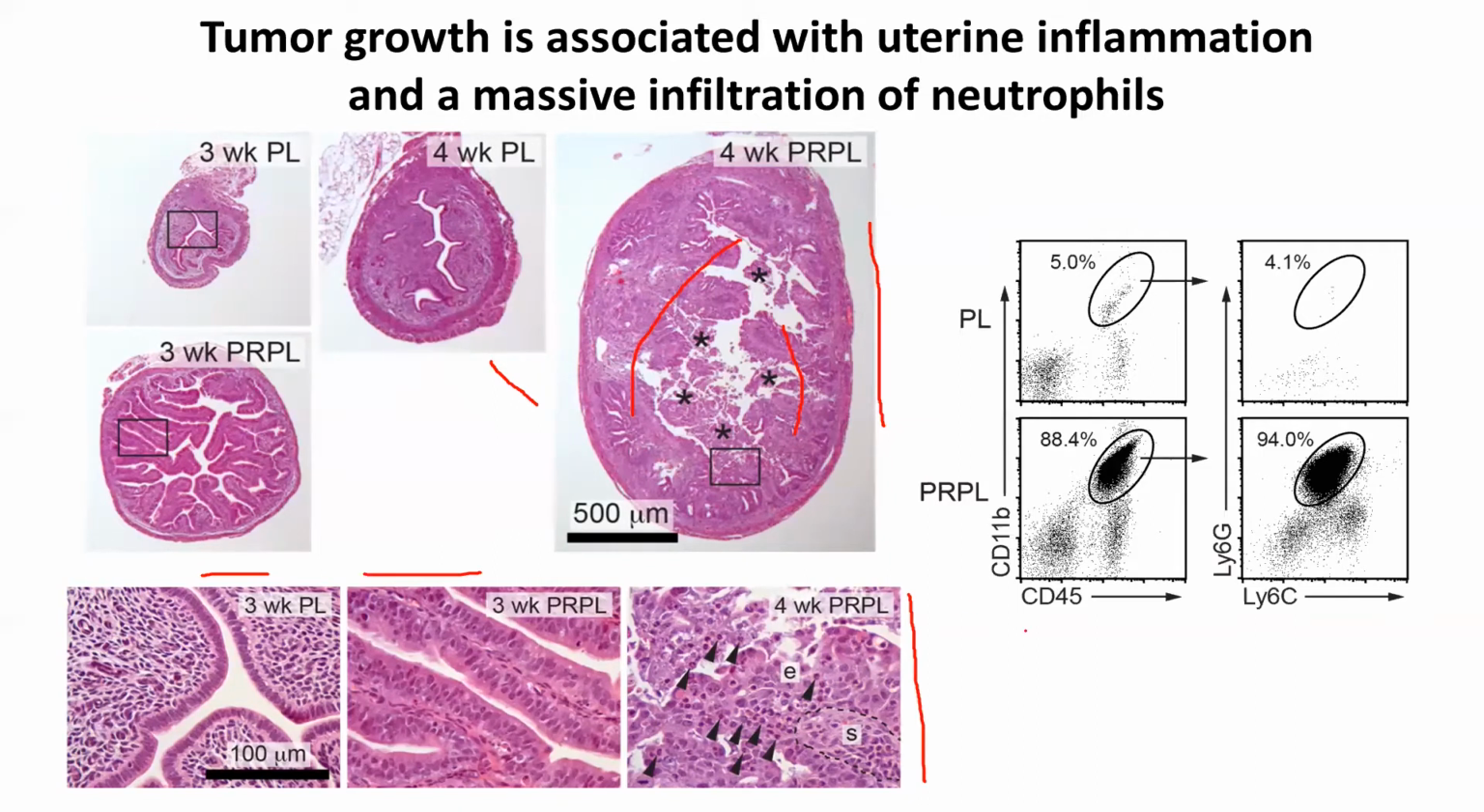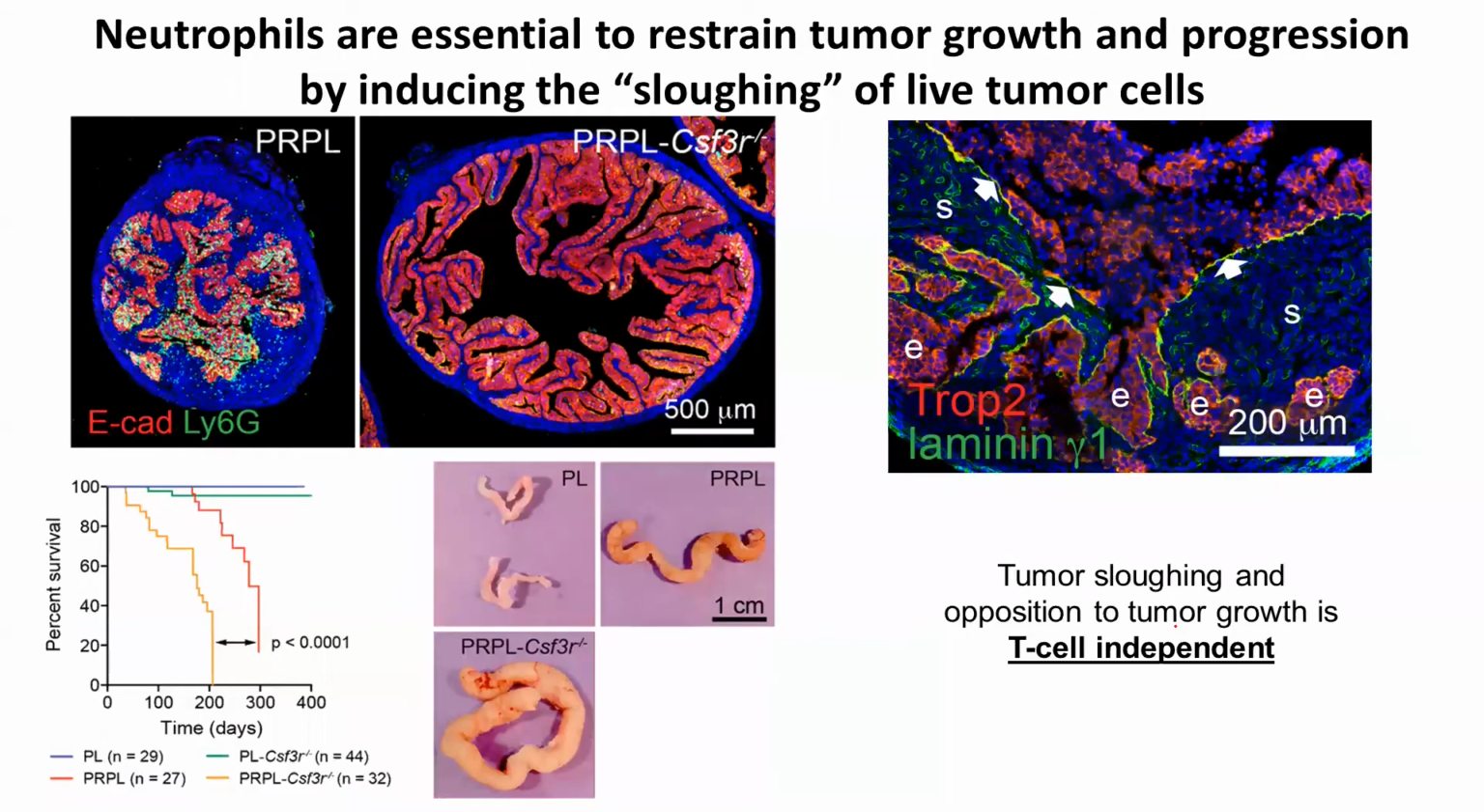And by flow cytometry, we determined that these leukocytes were neutrophils. As you can see here, neutrophils in green strongly colocalized with the tumor epithelial cells. So using depleting antibodies or through the genetic disruption of the CSF3 receptor, which is the receptor of the GCSF, the growth factor of neutrophils, these purple CSF3 mice don't have neutrophils.